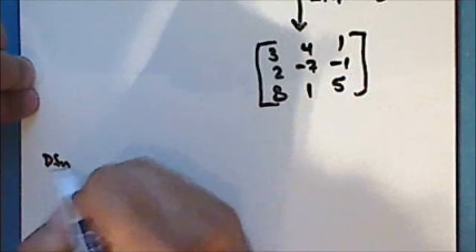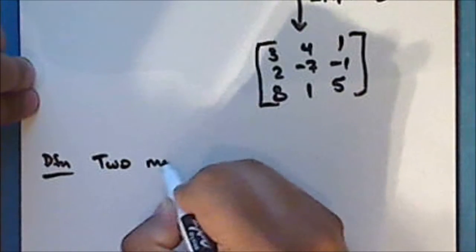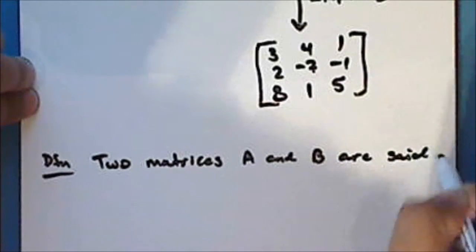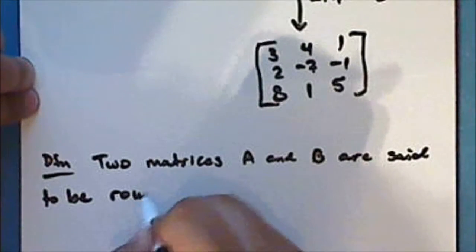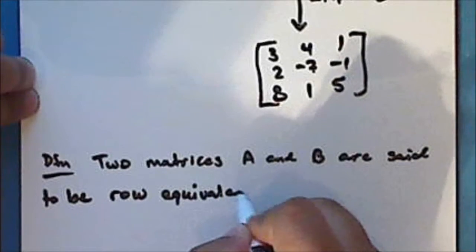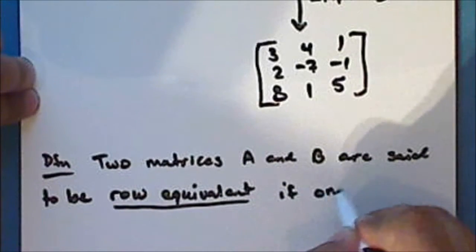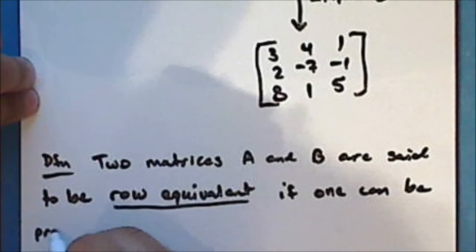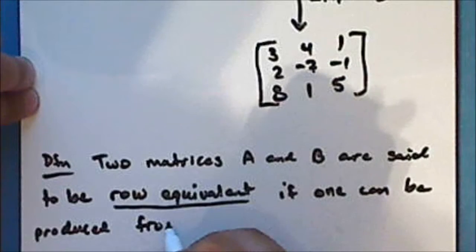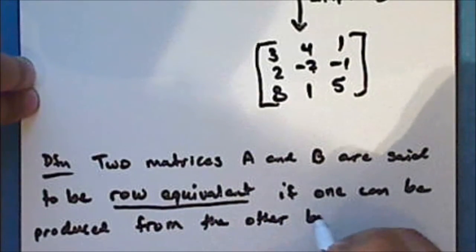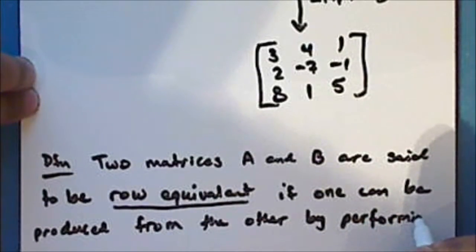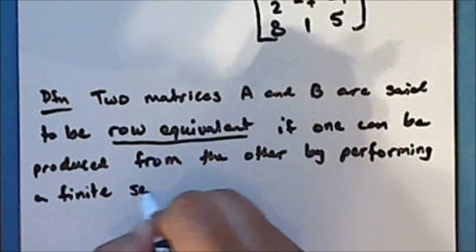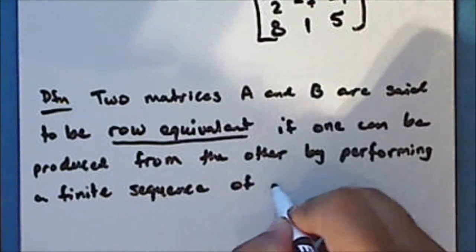So new definition, two matrices, A and B, are said to be row equivalent if one can be produced from the other by performing a finite sequence of elementary row operations.